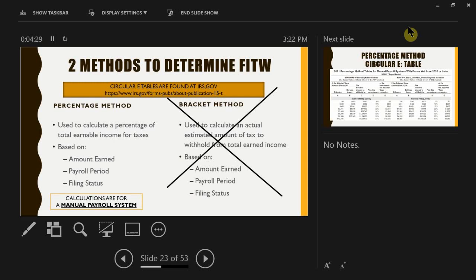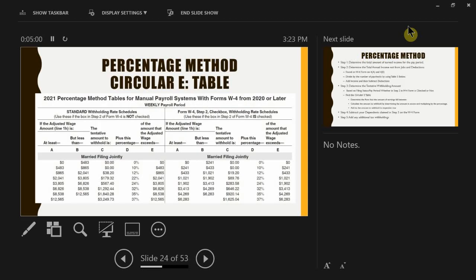In this sense, the percentage method is what most companies actually use. They primarily use it more than the bracket method, because the bracket method gives you a rounded number, which the government doesn't want, and especially your company doesn't want. They don't want to round their numbers. So they decided they want an accurate, actual amount down to the decimal penny. That's what the percentage method does. So let's go ahead and take a look.